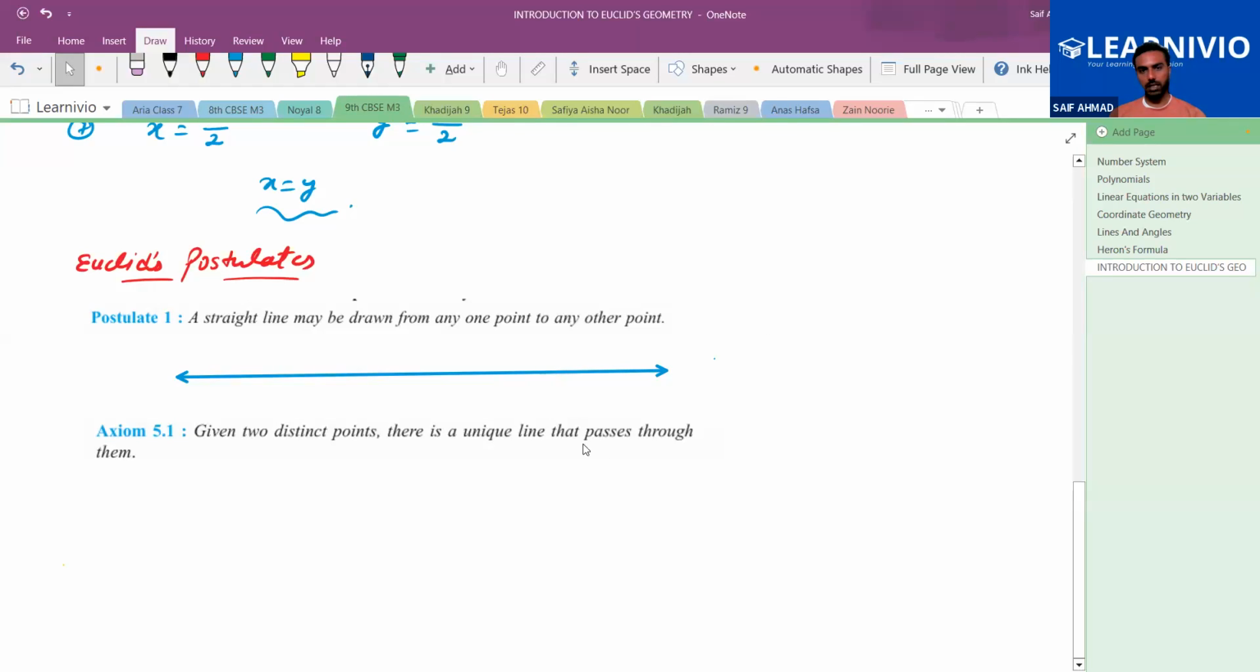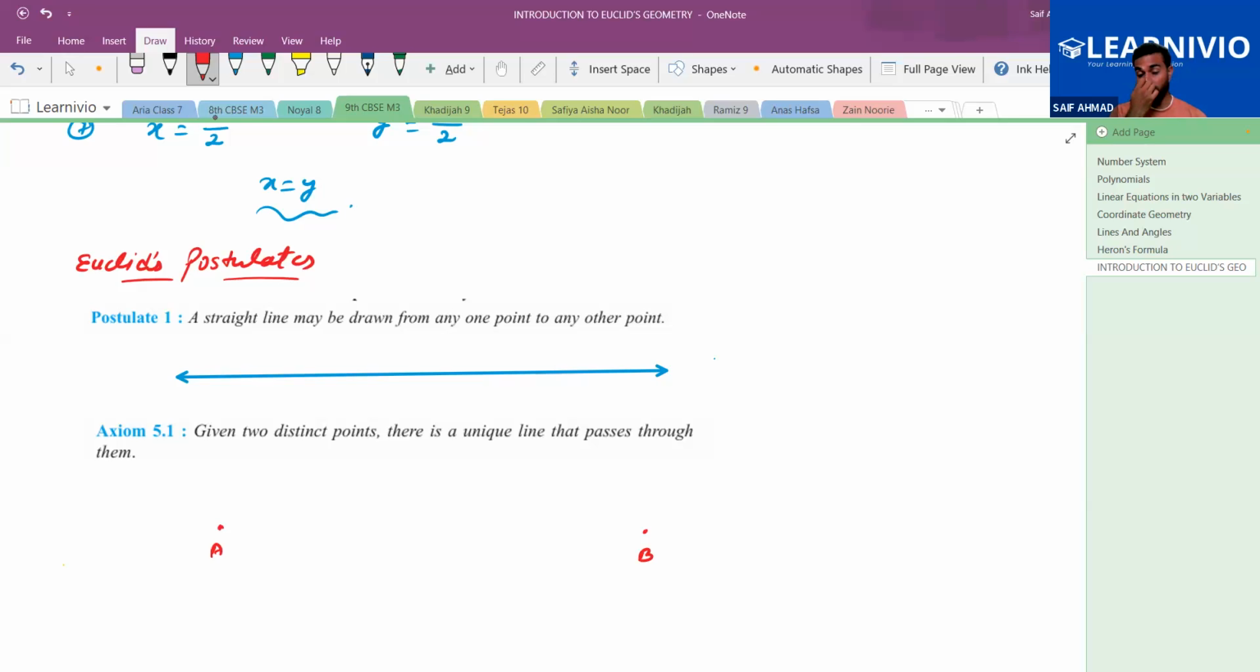Given two distinct points, there is a unique line that passes through them. For example, I'm taking a point A here, and a point B here. These are two distinct points. Tell me, Aswan, how many lines can we pass through these points A and B? Sir, from point A to B. Yes, so one line, only one line.